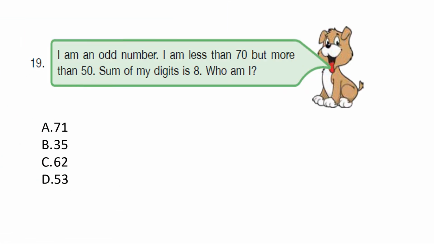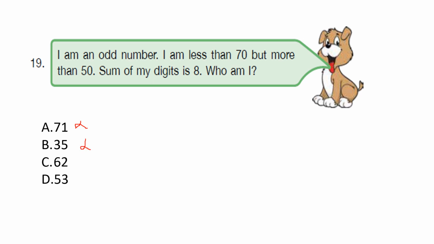Question number 19. I am an odd number. I am less than 70 but more than 50. Sum of my digits is 8. Who am I? Odd number is 71 but it is greater than 70. So option A is incorrect. Option B, 35 is odd number and less than 70 but not more than 50. So option B is also incorrect.